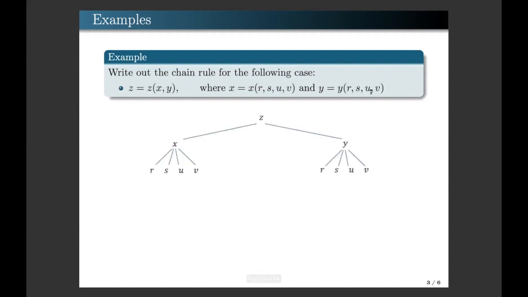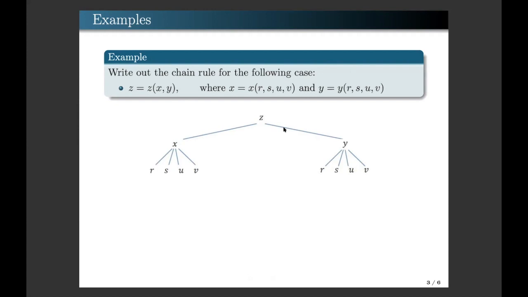So this is the tree of dependency for this particular example. So we have z dependent on two variables x, y. So we have two branches here. And then x depends on four variables. So that's why we have four branches here. The same is true for y. y depends on four variables. So we have four branches here.